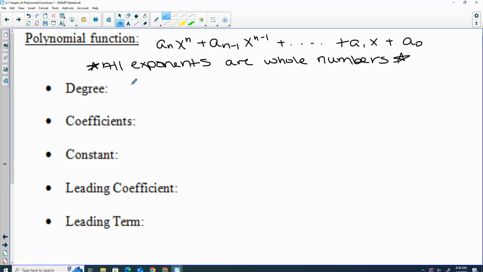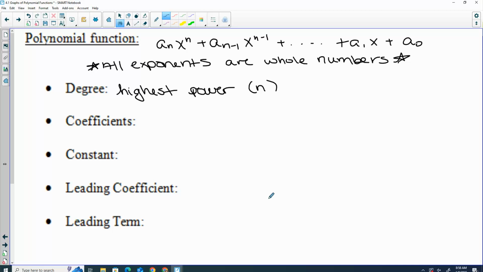The degree of a polynomial is the highest power. In this case, with the definition I wrote, it would be n. N was the biggest exponent that I wrote down.